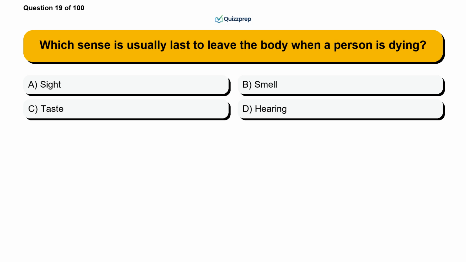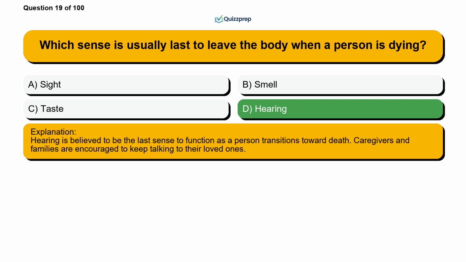Question 19. Which sense is usually last to leave the body when a person is dying? Option A, sight. Option B, smell. Option C, taste. Option D, hearing. The correct answer is option D, hearing. Hearing is believed to be the last sense to function as a person transitions toward death. Caregivers and families are encouraged to keep talking to their loved ones.